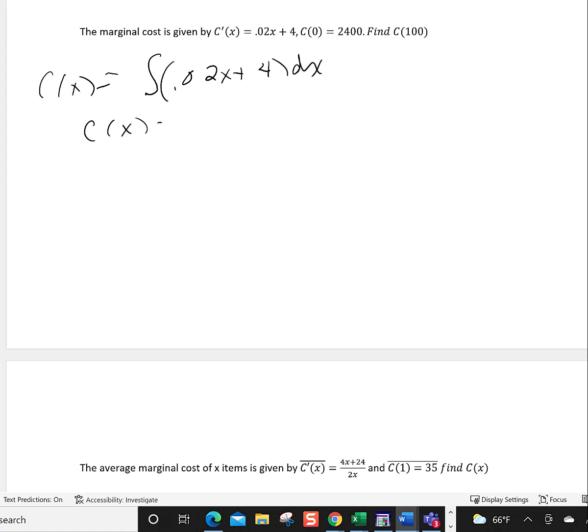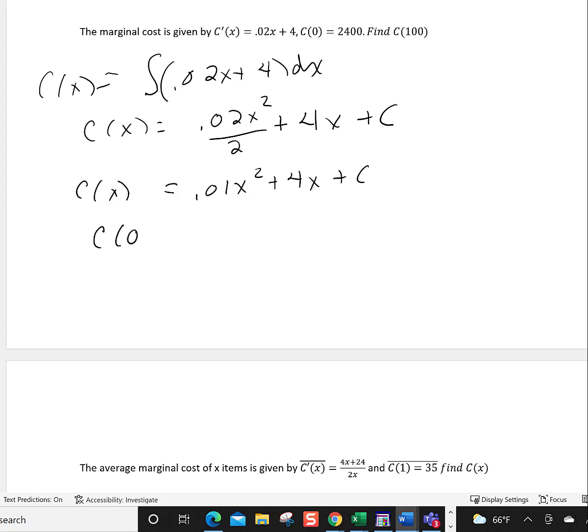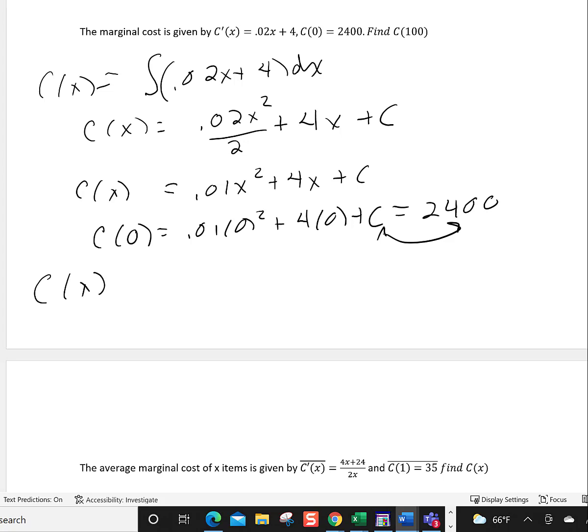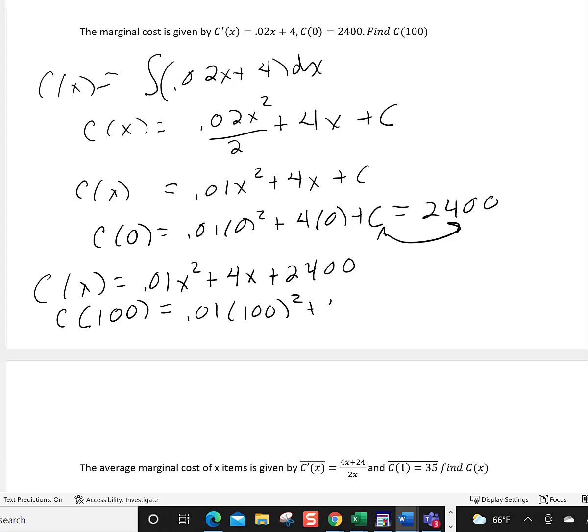So I have c of x is 0.02 x squared over 2 plus 4x plus c. This 2 will cancel, so I have 0.01 x squared plus 4x plus c. Luckily, I gave you c of 0, so 0.01 times 0 squared plus 4 times 0 plus c, saying 2400, just says c is 2400. So I have a cost function of 0.01 x squared plus 4x plus 2400. So let's find the cost of making 100 items. 0.01 times 100 squared plus 4 times 100 plus 2400. And this says the total cost for 100 items is $2,900.